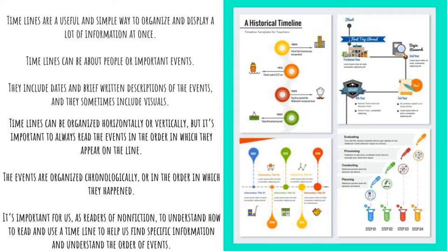It is important for us as readers of nonfiction to understand how to read and use a timeline to help us find specific information and understand the order of events. Sometimes we will have this feature in our nonfiction book, and if we're glancing over to see if we're interested in this book, we can look at the timeline to see about a person's life or events. Remember, when we're reading nonfiction books, we can jump around. So this is a feature that we can look at before reading a text or after to make sure that we understand the topic at hand.